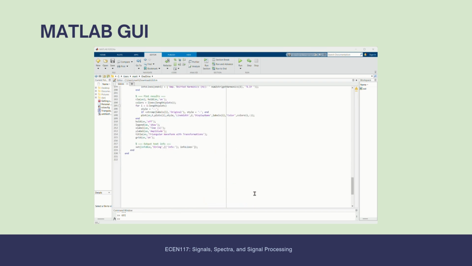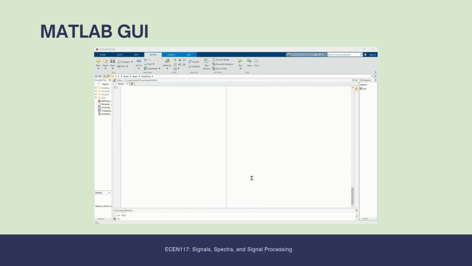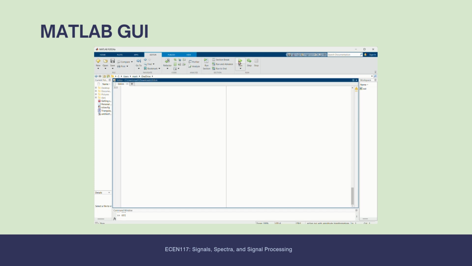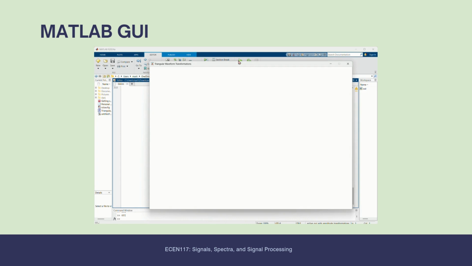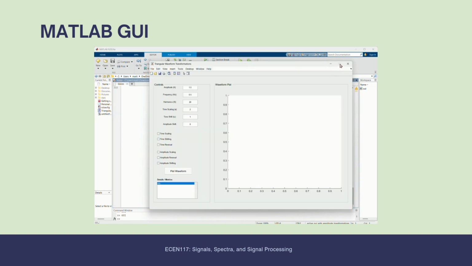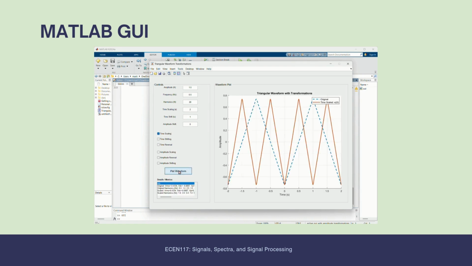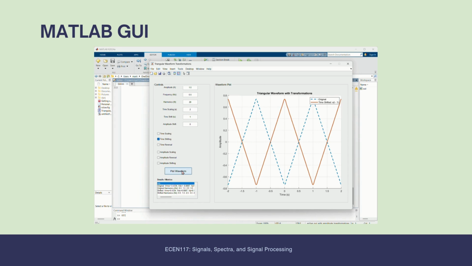By adjusting the control parameters in the GUI, such as amplitude, frequency, and time-related operations, the corresponding changes in the waveform are immediately reflected in the output plots. This real-time visualization helps illustrate how each mathematical transformation affects the signal's shape and behavior. The GUI output confirms theoretical expectations.